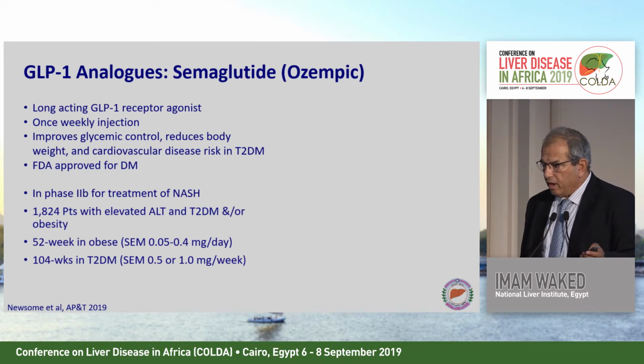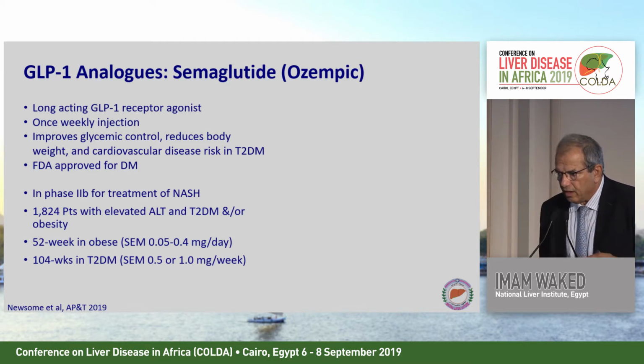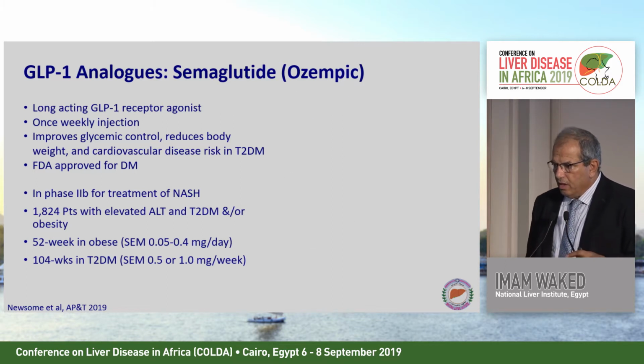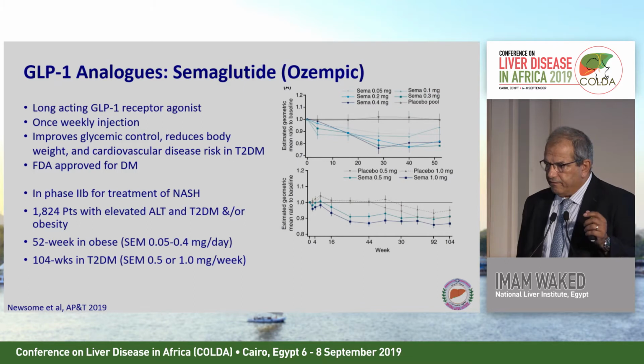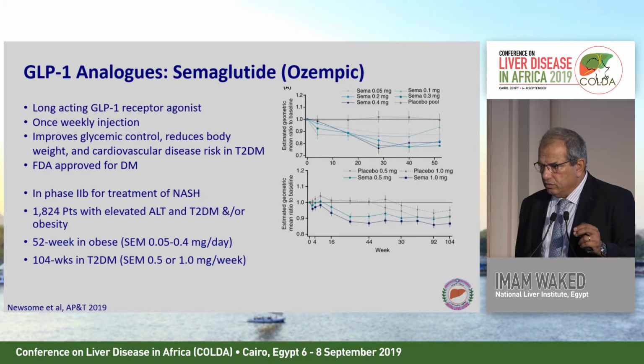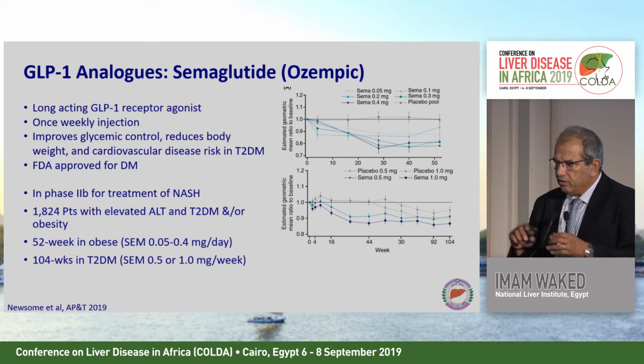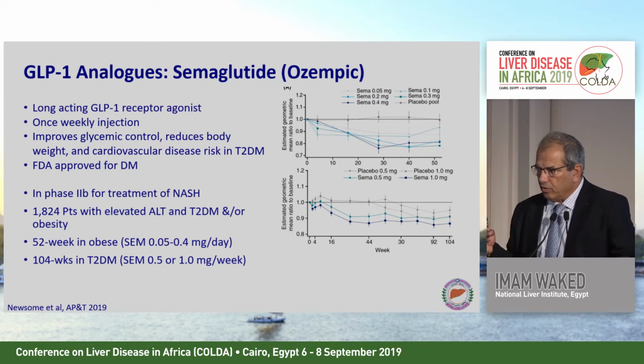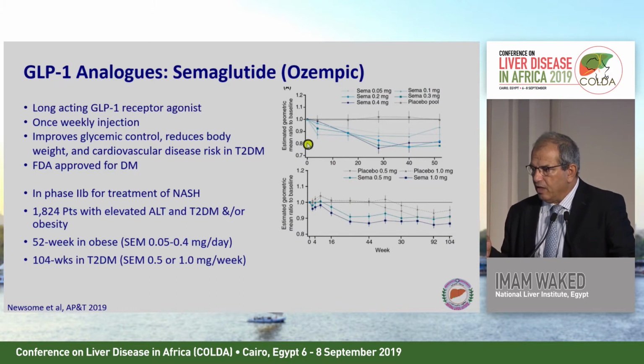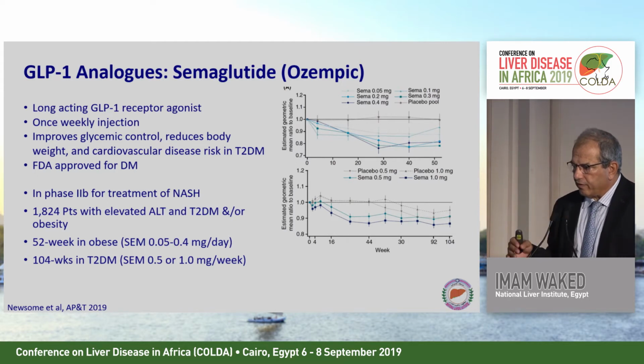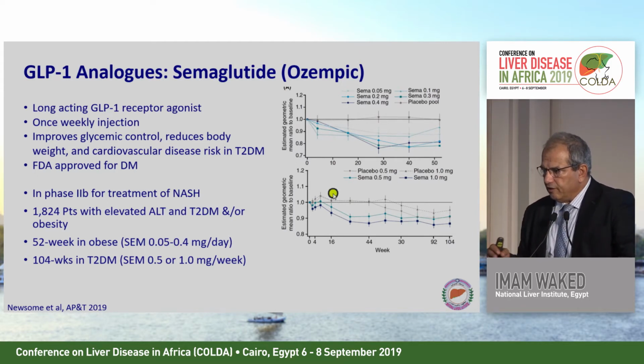In a phase 2b trial that was just published a month or two ago, they had 18,000 patients with elevated ALT and type 2 diabetes with or without obesity. And they treated them either for 52 weeks with the daily oral regimen or 2 years with weekly injection. And the graphs show the decrease in ALT. The graph on top shows the decrease in ALT with the different doses of the daily oral form. And the graphs below show the changes in ALT with the weekly injection.